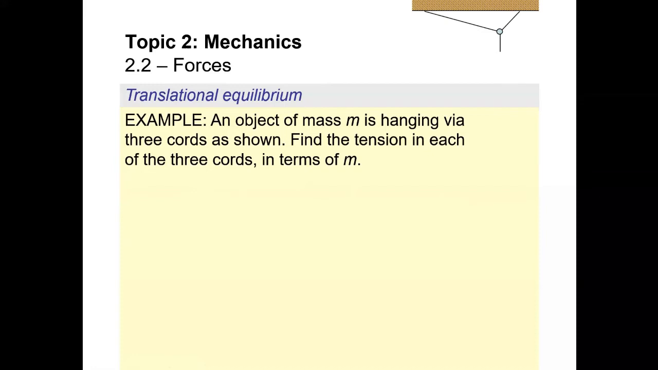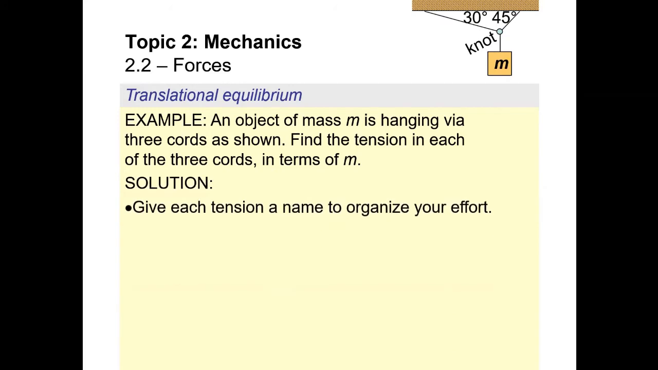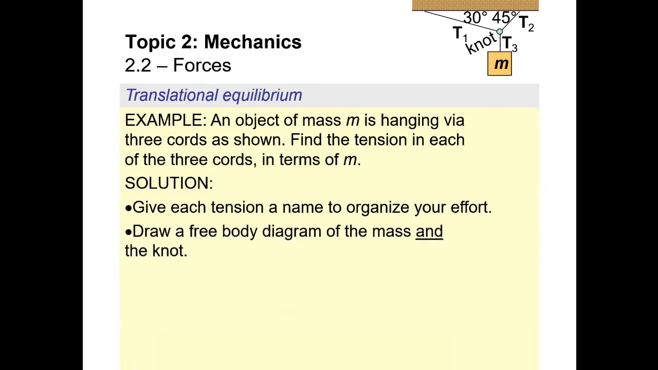An object of mass m is hanging via 3 cords as shown. Find the tension in each of the 3 cords in terms of m. And angles are given. Mass is m. Give each tension a name to organize your effort: tension 1, tension 2, tension 3.